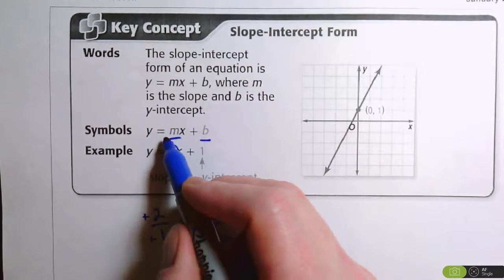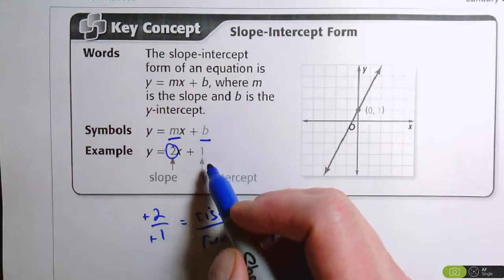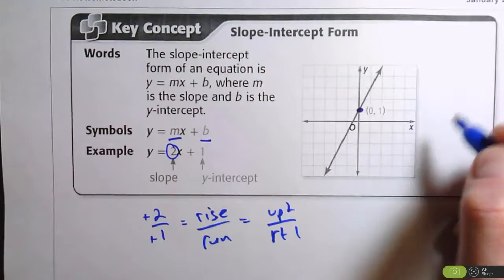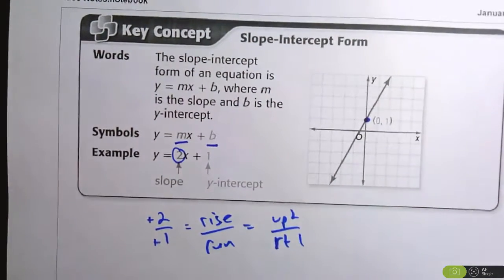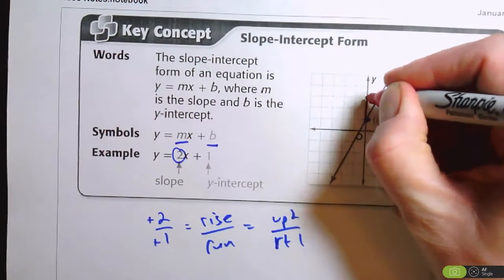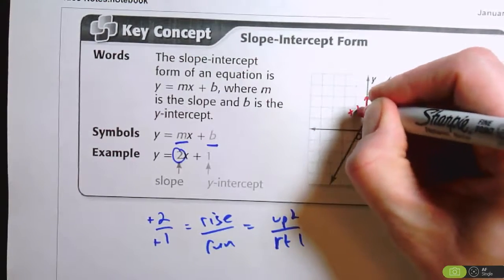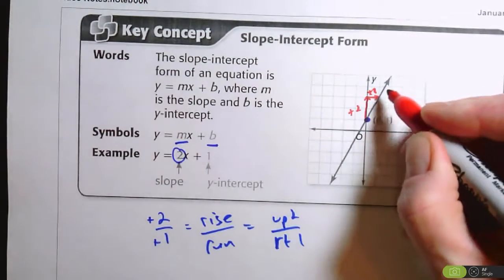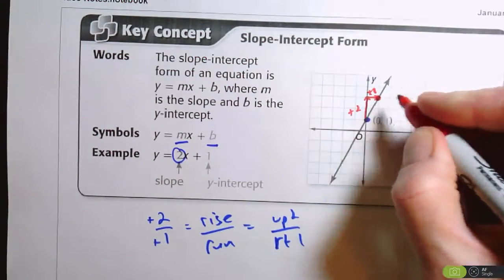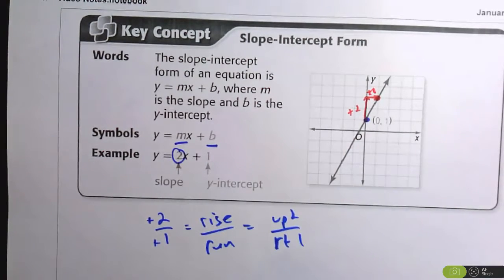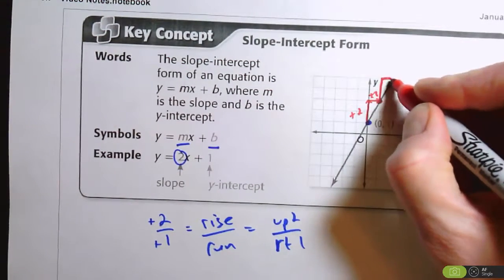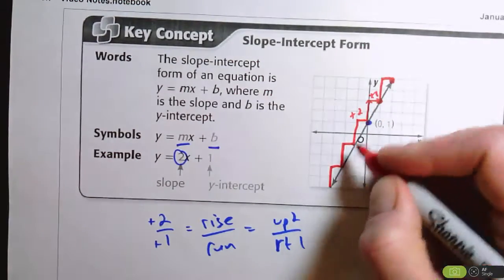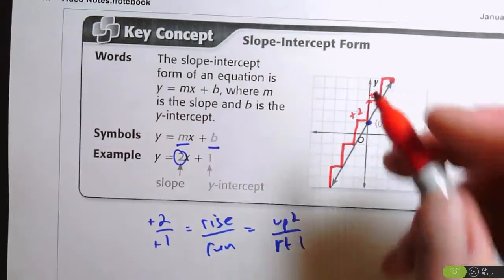So the number in front of the x is the slope. The number on the end is the y-intercept. So this one's plus 1, so it's positive 1. So this graph starts at positive 1 on the y-axis. And then if you go from that point, up 2, right 1, there's your line. And actually what happens is it keeps going up 2, right 1 the whole way through. It's like little stair steps. And each time you do that, you get a new point.